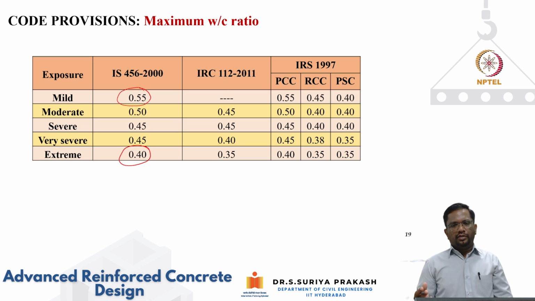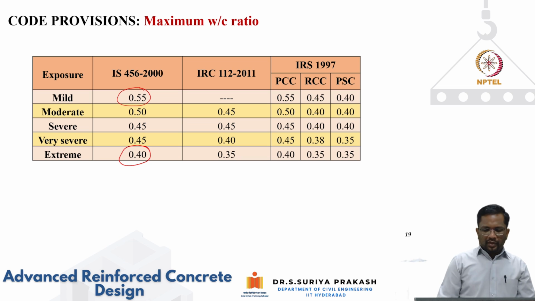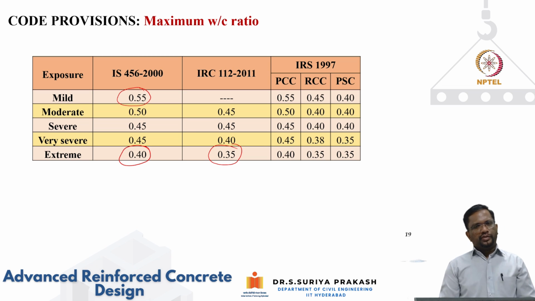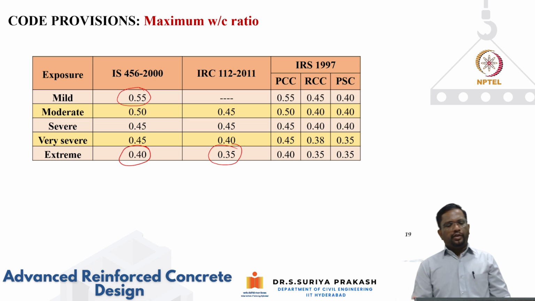But nowadays, with the availability of good admixtures and superplasticizers, we don't really need that kind of high water cement ratio to achieve workability. So we can use chemical admixtures to achieve workability. And these are the requirements, again, for bridges, which are always exposed to outside weather. In fact, IRC provisions are slightly more stringent than IS 456, where the maximum water cement ratio is slightly lower for a particular exposure condition compared to that of IS 456.